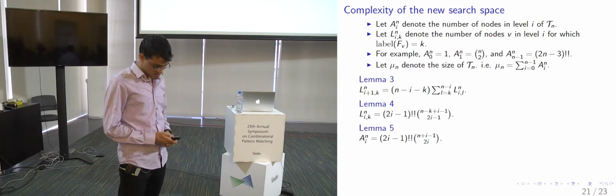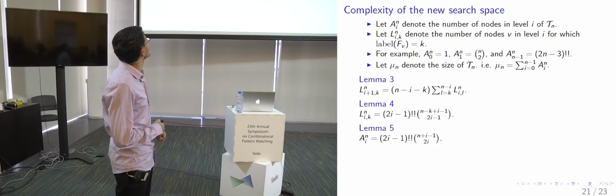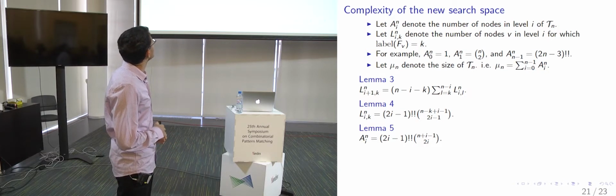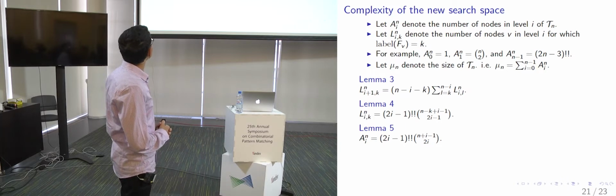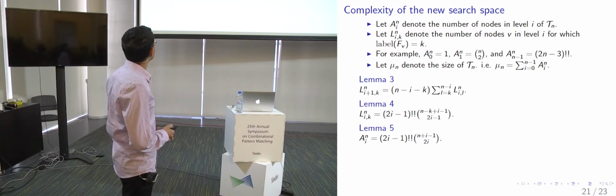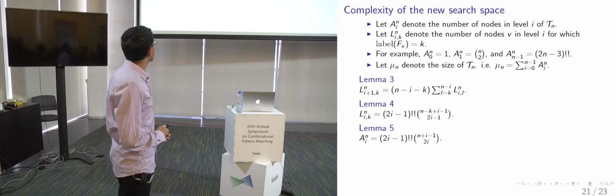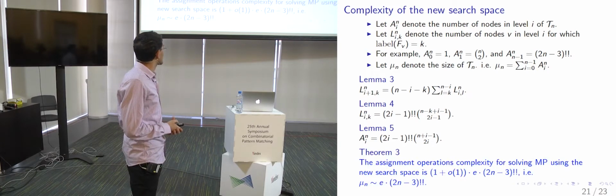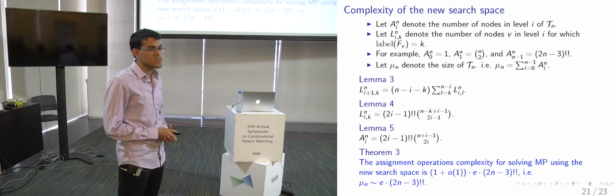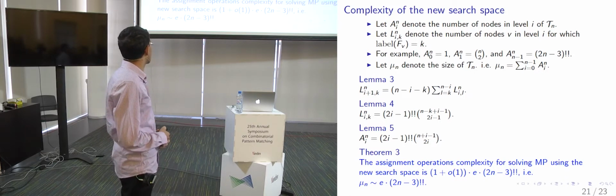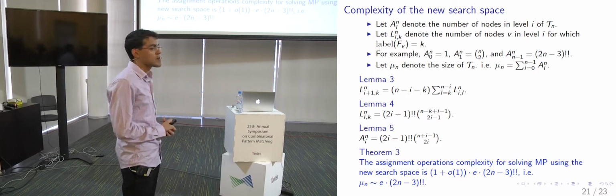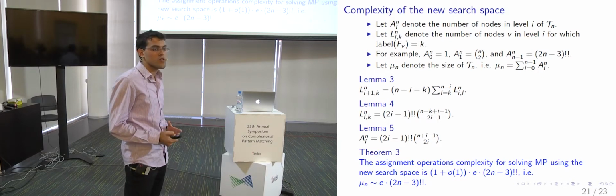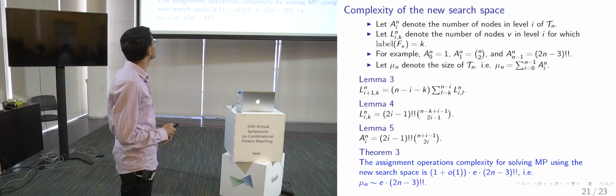In this slide, I will outline the complexity of the search space tree. I'll not get into these definitions because it might be a bit too complicated, and the proofs are very complicated. All these lemmas lead to theorem 3, where we show that the assignment operation complexity is of the same order as the number of phylogenies. So any algorithm for maximum parsimony that in the worst case must enumerate all phylogenies will not improve our results.